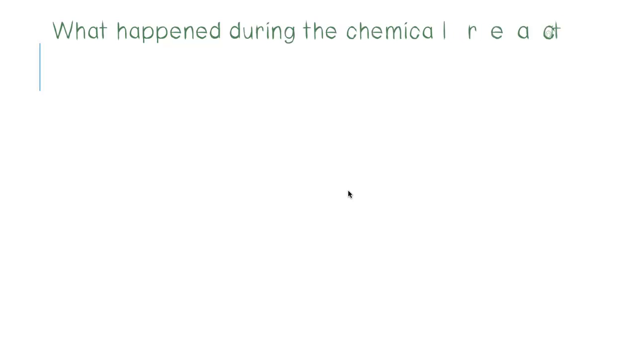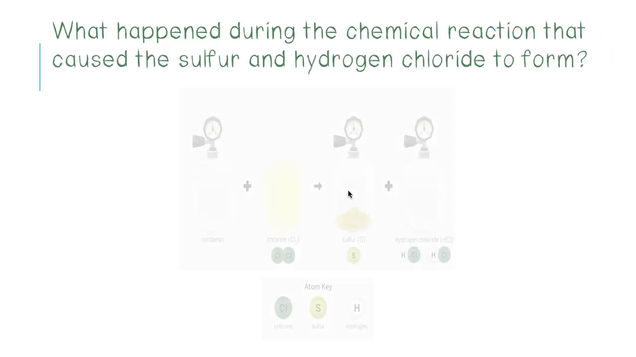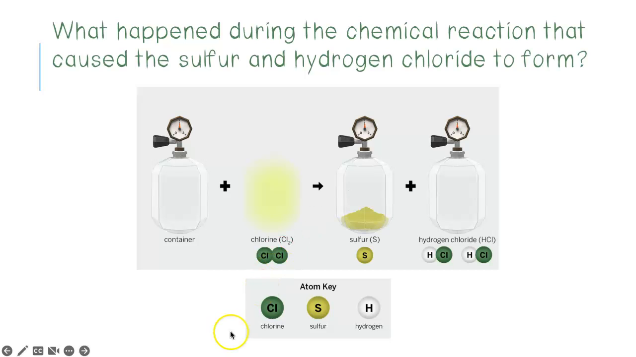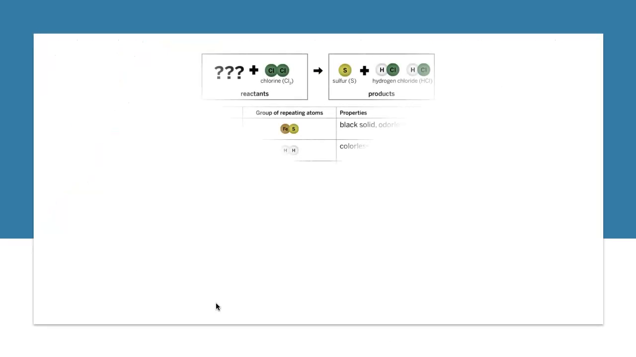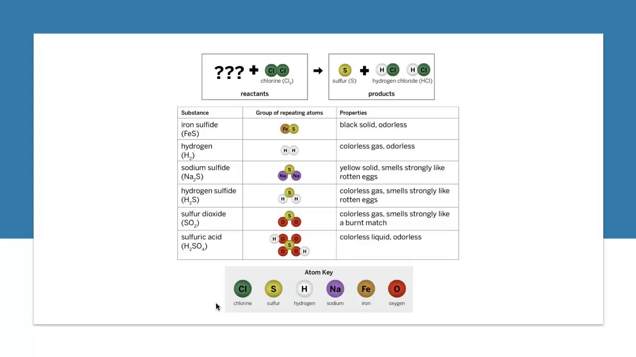Let's look at what might have happened during the chemical reaction that caused the sulfur and hydrogen chloride to form. This is a possibility, and as you're doing your activities today, you will have access to this diagram as well. So I want you to think about what happened during the chemical reaction that caused the sulfur and the hydrogen chloride to form. Think about your thoughts here and what it might be. You will use a chart like this to help you with the different types of substances. There are groups of repeating atom patterns, and then the properties of each one, because we want to be able to identify the correct substances.